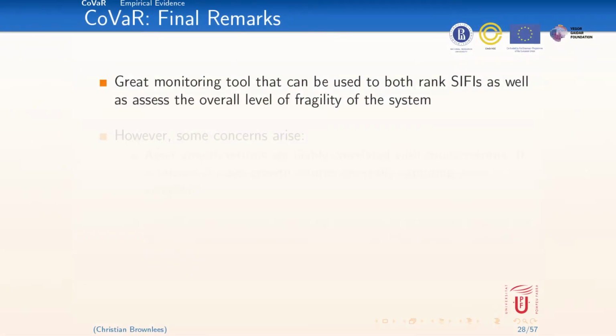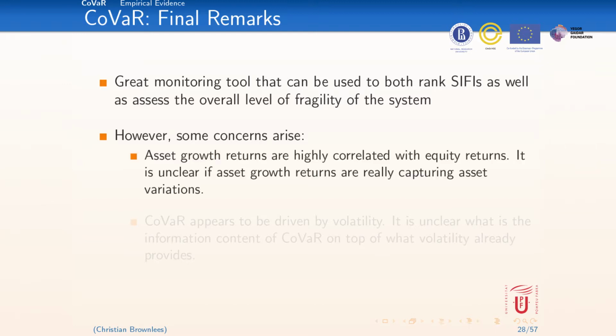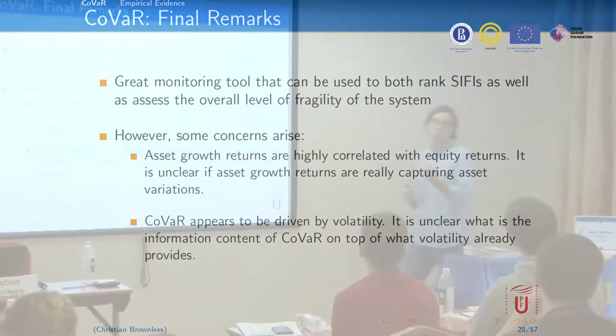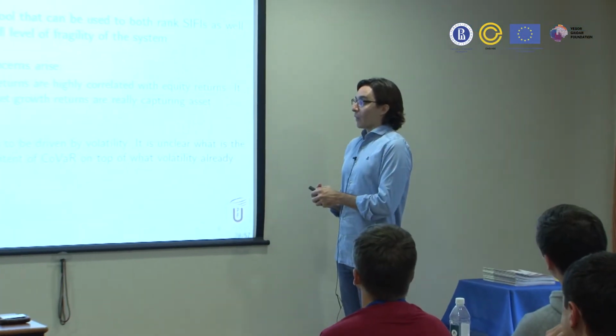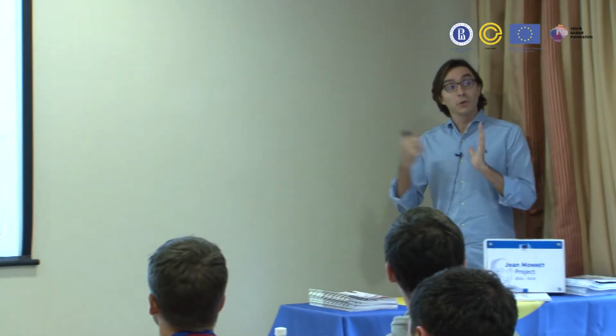CoVaR, I think it's a great tool. It's used a lot to monitor the degree of systemic risk of large panels of financial institutions. It's used a lot in practice. I would be a little bit concerned about how you interpret the index. You're not really capturing asset returns as you wish. You're actually just looking at equity correlations in the end. Empirically, it's driven by volatility, if you ask me, at least when you look at the aggregate.